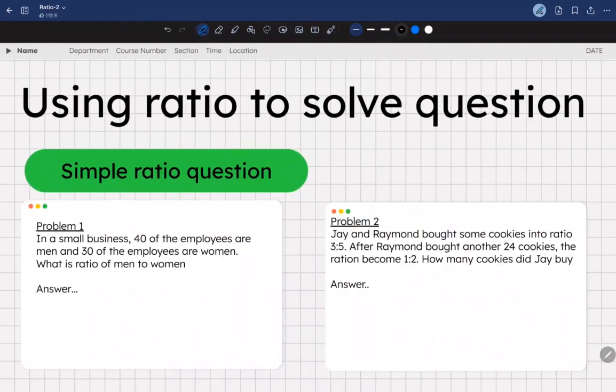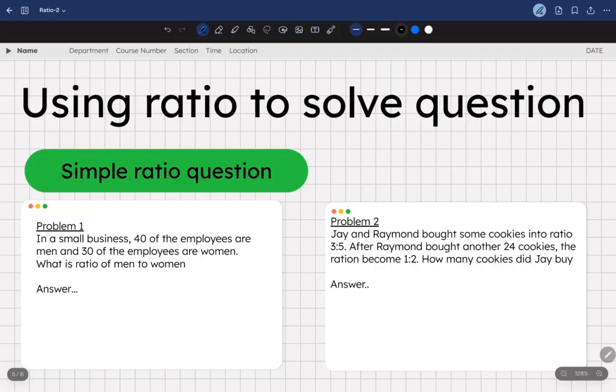Now, we should learn how to use ratio to solve questions. And the best way to do this is by really solving the problems. I have two questions that were recently used in PYP, MYP2 exams.